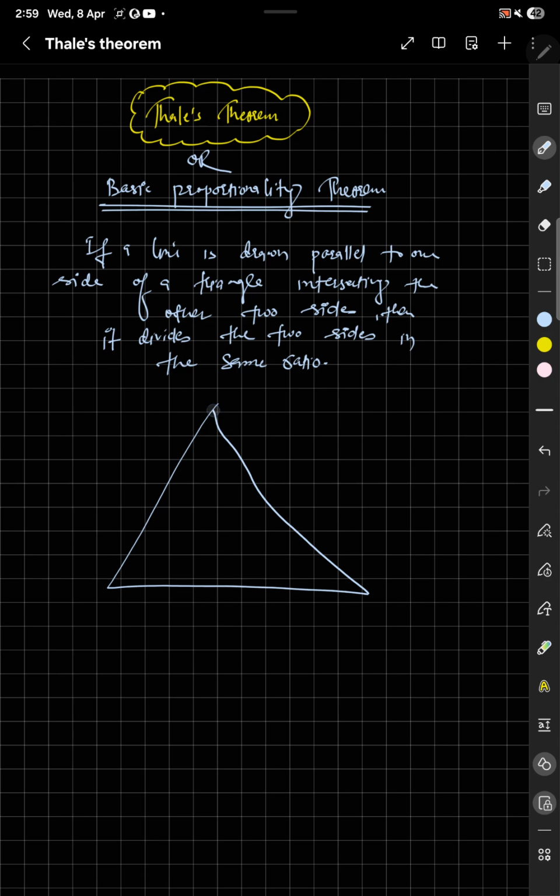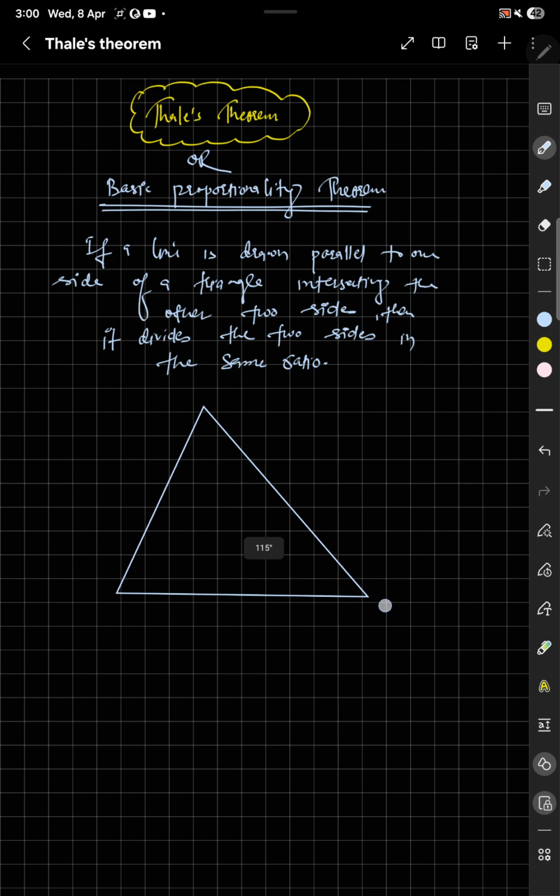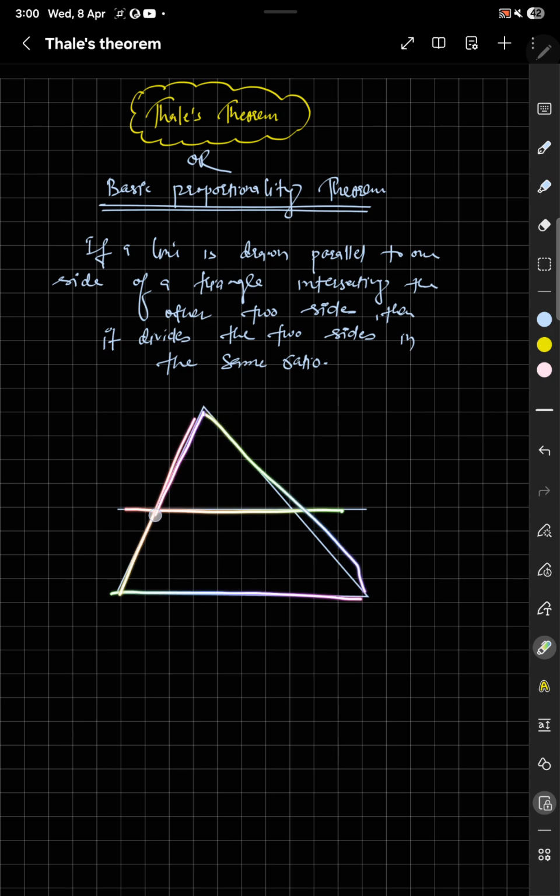If a triangle is given to you and a line is drawn parallel to one side of the triangle, intersecting the other two sides at two points, at this point and at this point, then this line drawn parallel to this side, intersecting the other two sides of the triangle, divides this side and this side in the same ratio.